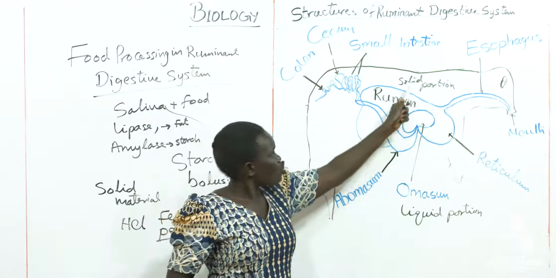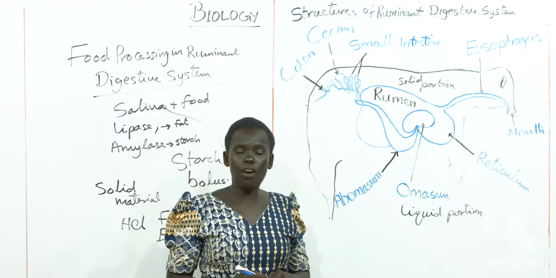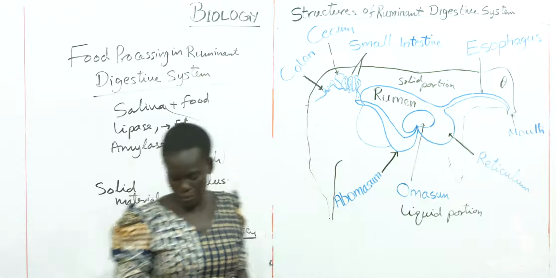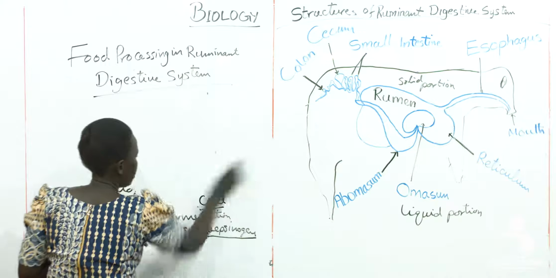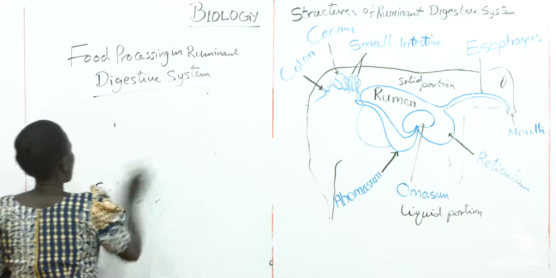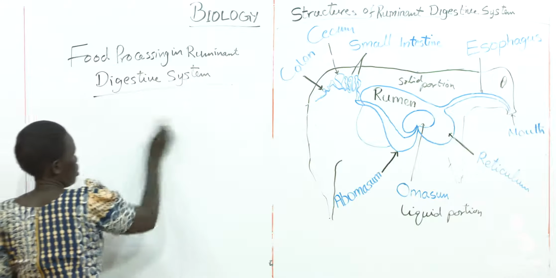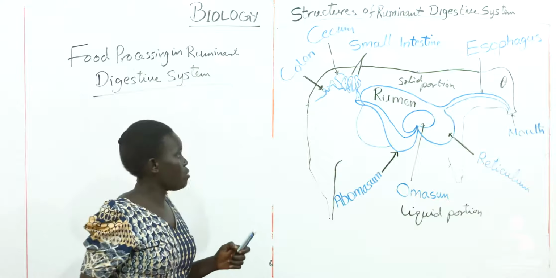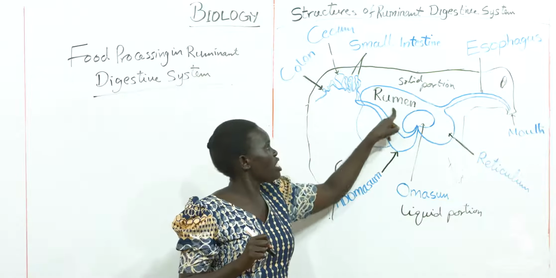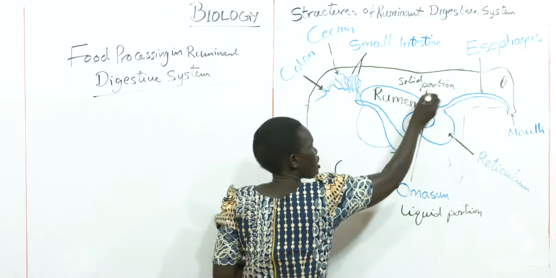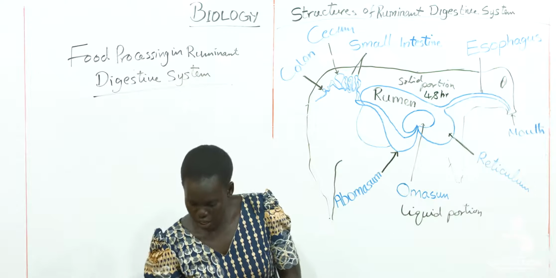Then the solid portion of the cud, which is sent to the rumen, stays there for up to 48 hours. For 48 hours. What is taking place there? The fermentation through the microorganisms. That is the breakdown of cellulose. Because these microorganisms have some enzyme that can break down the cellulose. So this solid portion stays for 48 hours under the fermentation.